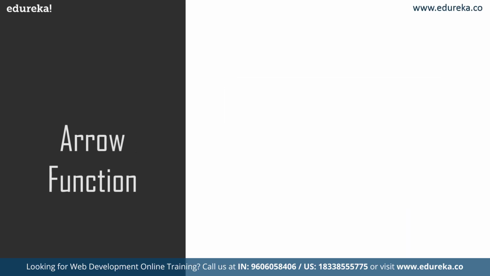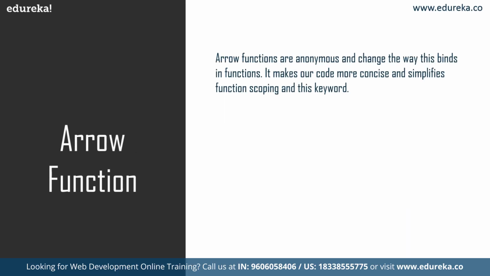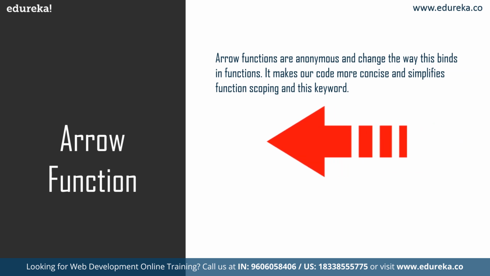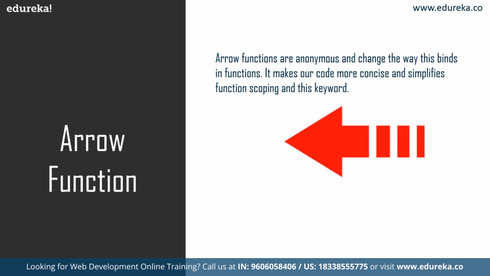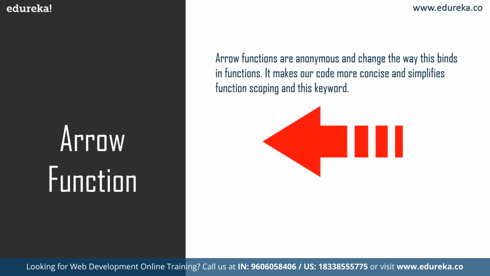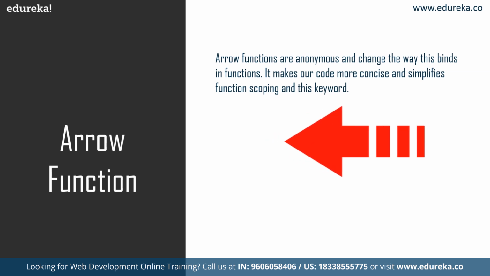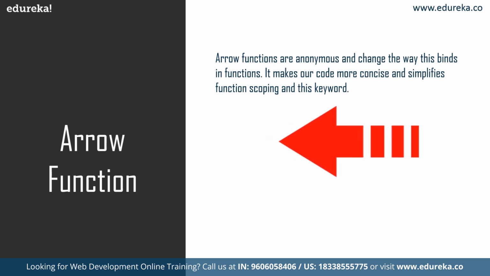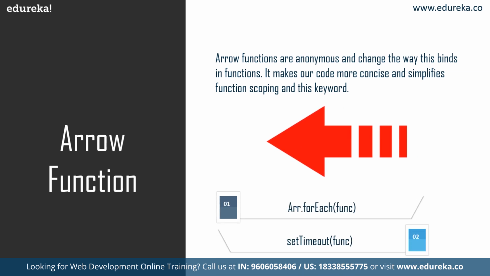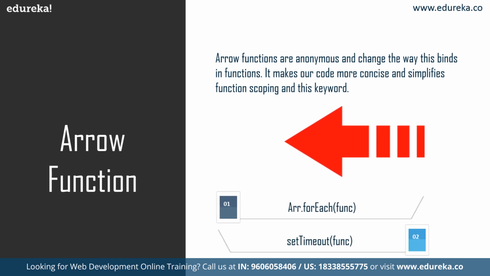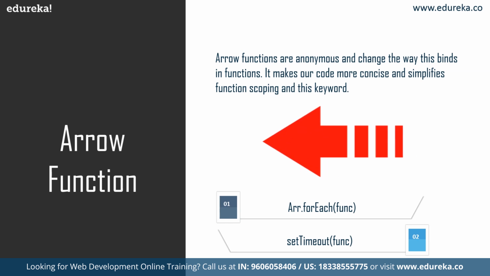Next up, we have the arrow functions. Now, arrow functions are anonymous and change the way this binds in functions. It makes our code more concise and simplifies function scoping and the this keyword. But arrow functions are not just a shorthand for writing small stuff. They also have some very specific and useful features. JavaScript consists of situations where you need to write a small function which is executed somewhere else, such as we have the array for each function. Now this function is executed by for each for every array item.